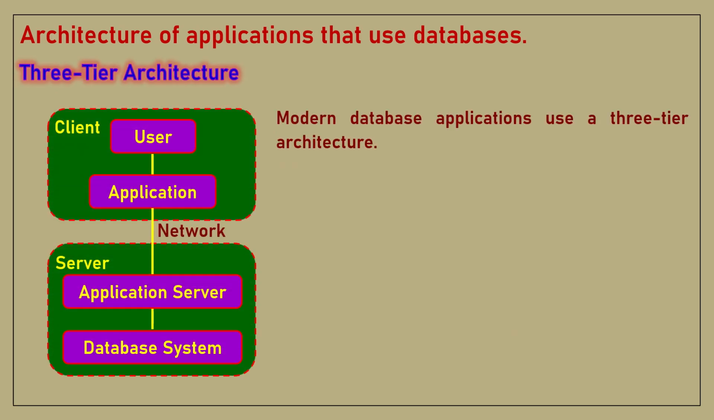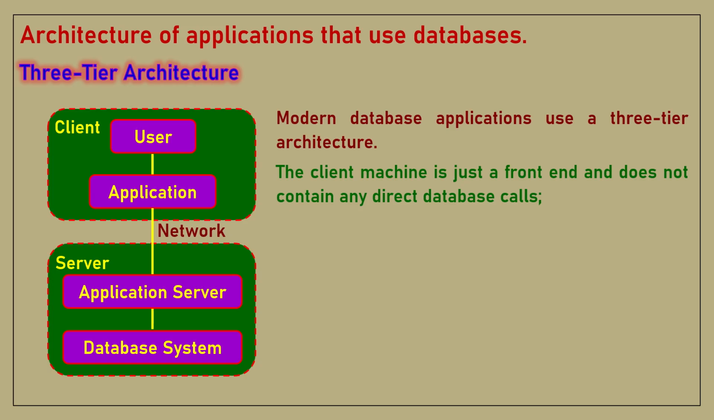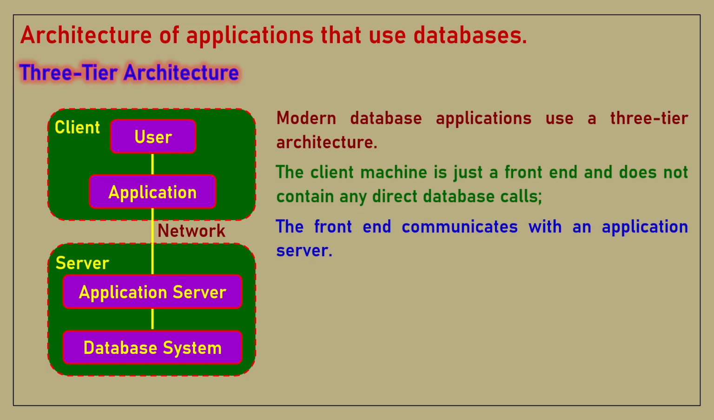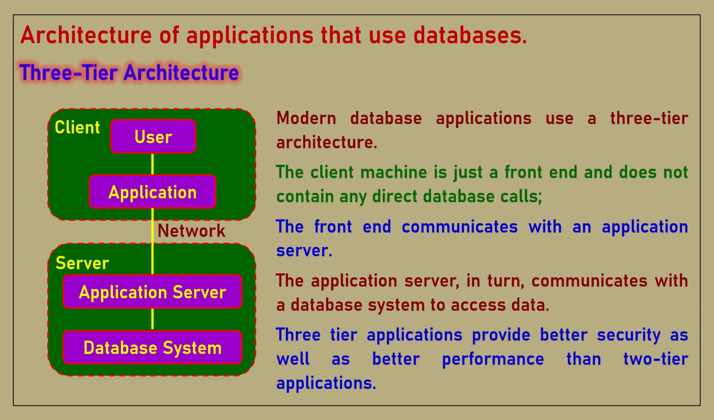Modern database applications use a 3-tier architecture, where the client machine is just a front end and does not contain any direct database calls. The front end communicates with an application server. The application server, in turn, communicates with the database system to access data. 3-tier applications provide better security as well as better performance than 2-tier applications.